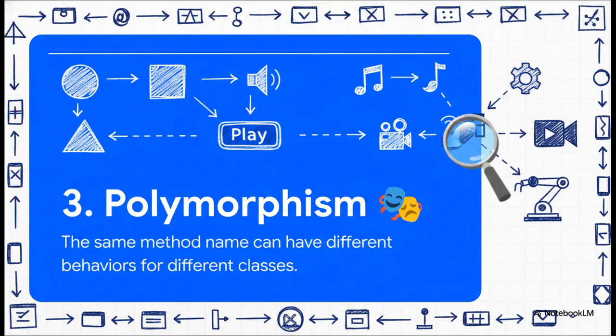Pillar number 3 is polymorphism. It's a fancy word that just means many forms. The idea is that you can have one single name or one interface that can mean different things depending on the context.